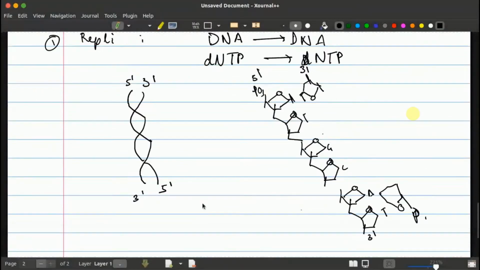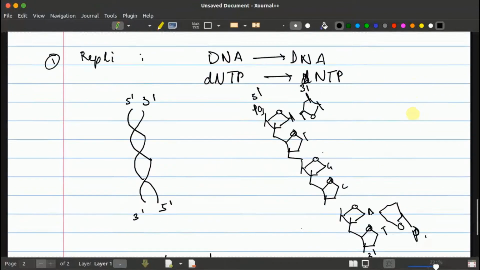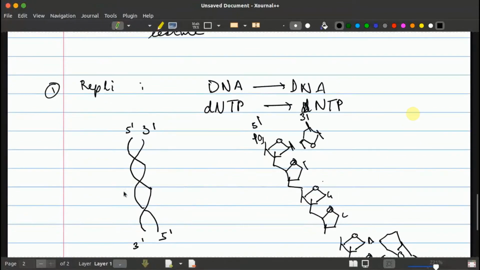Now let's talk about the kind of replication. Replication happened from 5 prime to 3 prime, right? That is 3 to 5, right? I don't remember, but I remember 3 to 5. Anything that is ever made is always made in 5 prime to 3 prime direction. No, but there was something about 3 to 5, right? Yeah, it moves along the replication fork in 3 to 5 direction.